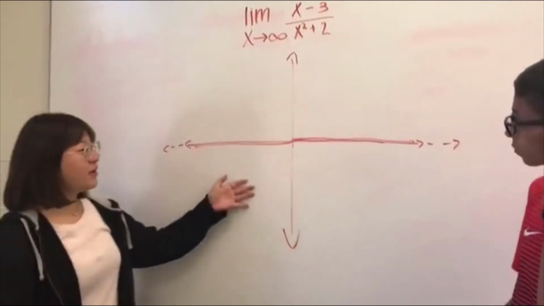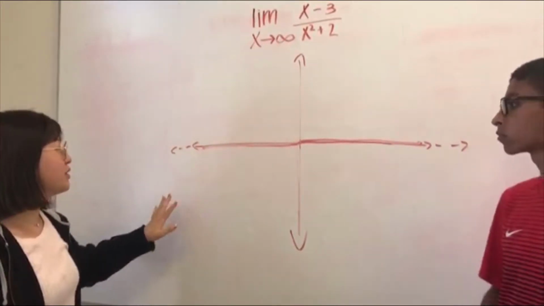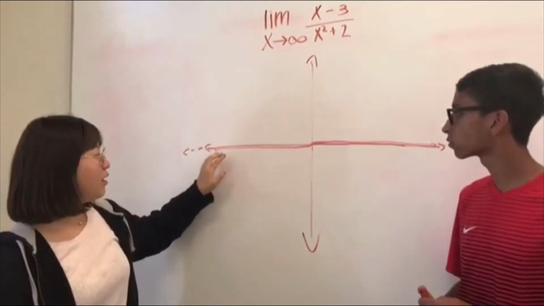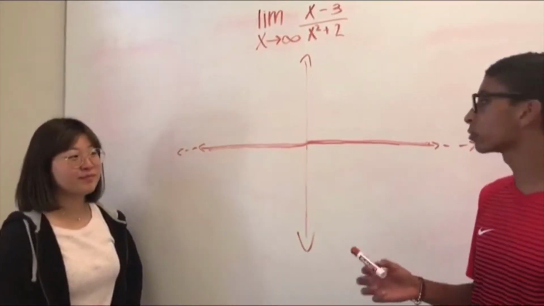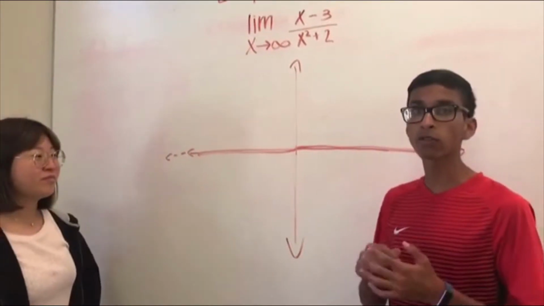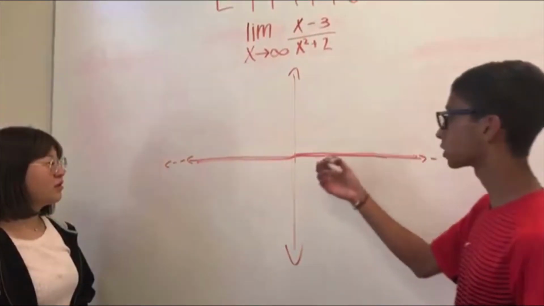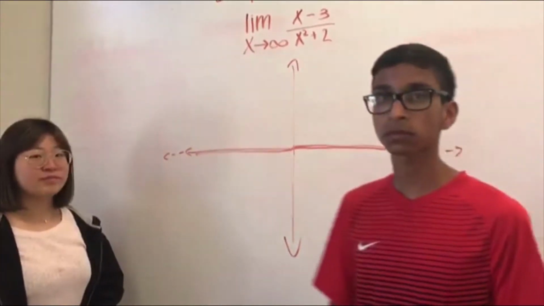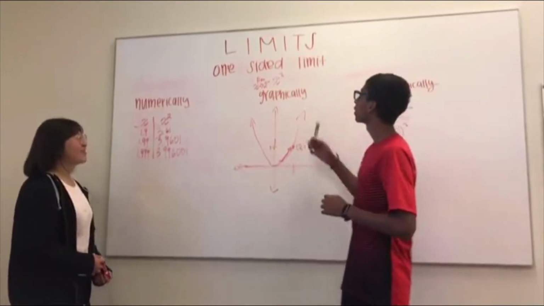So as you can see by our graph, we have graphed the function x minus 3 over x squared plus 2, and you can see that no matter what value you put in, you're going to get basically y equals 0. This is an extremely zoomed out graph of our function, and in the end, it's basically the x-axis.